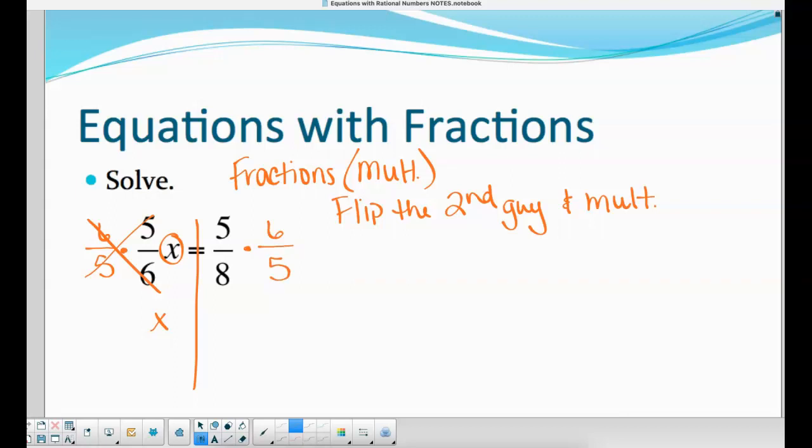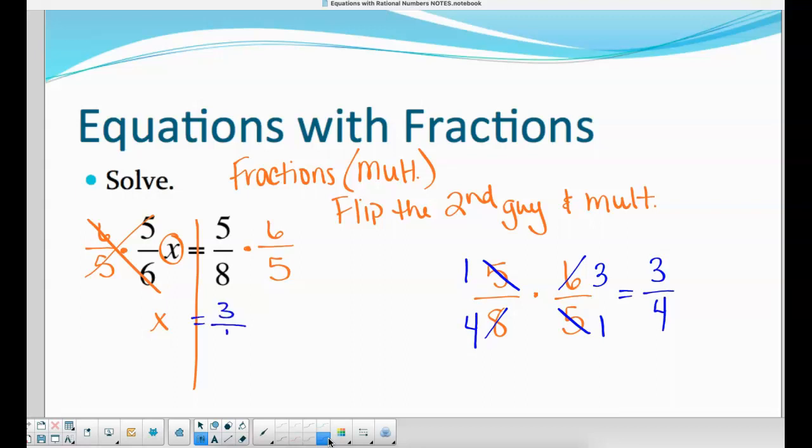Can I simplify anything? If I rewrote this problem over here, 5 over 8 times 6 over 5. Can I simplify anything? Absolutely. What can I simplify? The 5s to a 1 and a 1. The 6 and the 8 can both be divided by 2. 6 divided by 2 is 3. 8 divided by 2 is 4. Multiply straight across. That's 3/4.